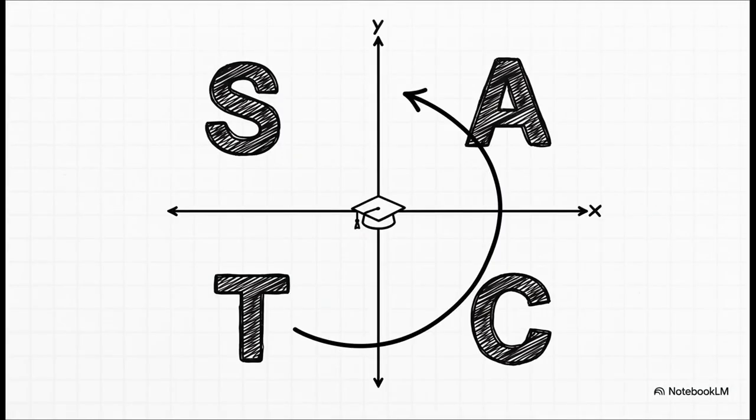And of course, every good map needs a legend, right? Ours is ASTC. The easiest way to remember it is with the sentence, all students take calculus. Starting in the top right and going counterclockwise, A means all functions are positive in that quadrant. S means only sine is positive, T means only tangent is positive, and C means only cosine is positive. It's a lightning-fast way to get your signs right every time.